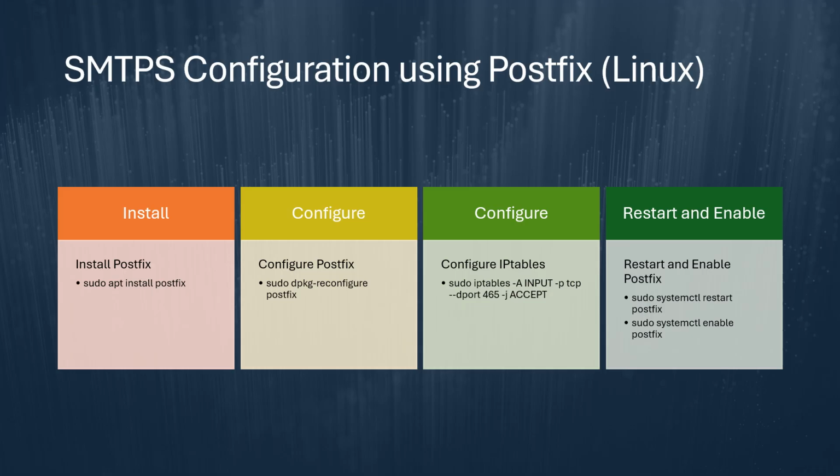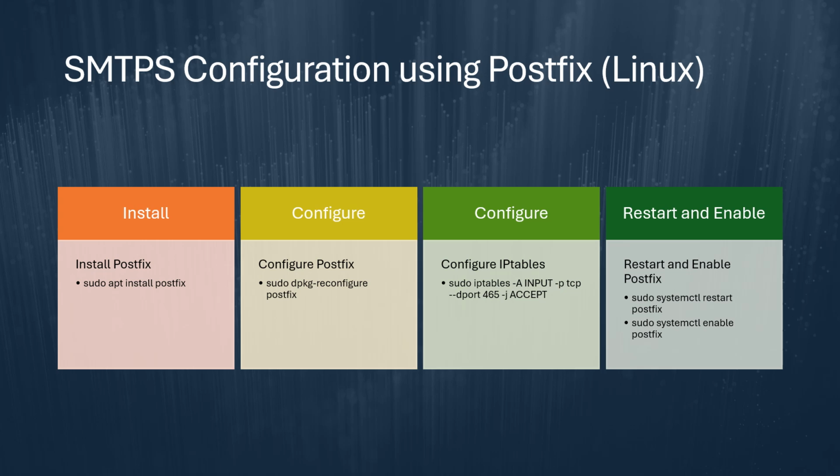Now we're going to talk about SMTPS configuration using postfix for a Linux server. First, you want to install postfix using the command shown below, sudo apt install postfix. Next, you want to configure postfix using sudo dpkg-reconfigure postfix. Configuring postfix correctly ensures secure email delivery and prevents open relay abuse.